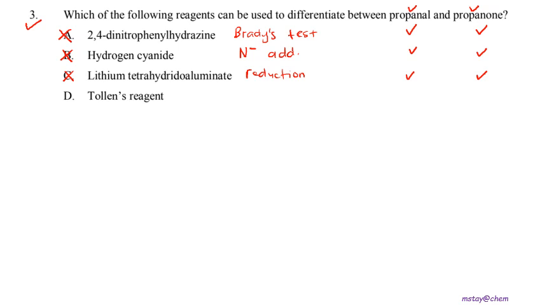For the Tollens' test, Tollens' reagent only gives a positive result towards aldehydes. In this case, propanal is the aldehyde and propanone is the ketone. The observation is a silver mirror. Therefore, if you want to differentiate propanal and propanone, among these four options, Tollens' reagent is the most suitable.